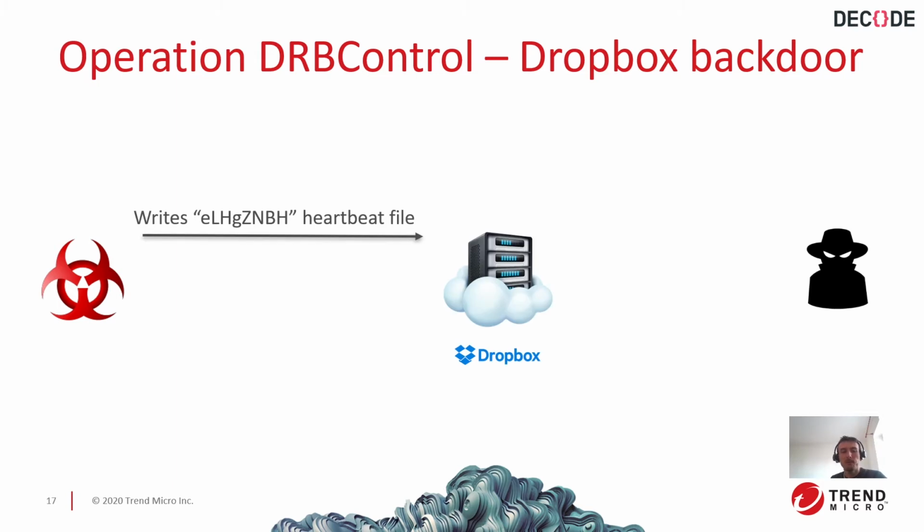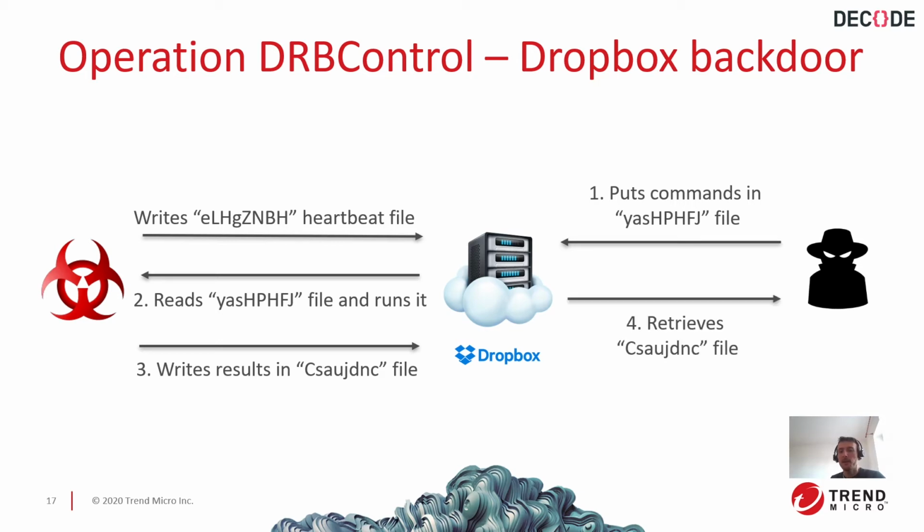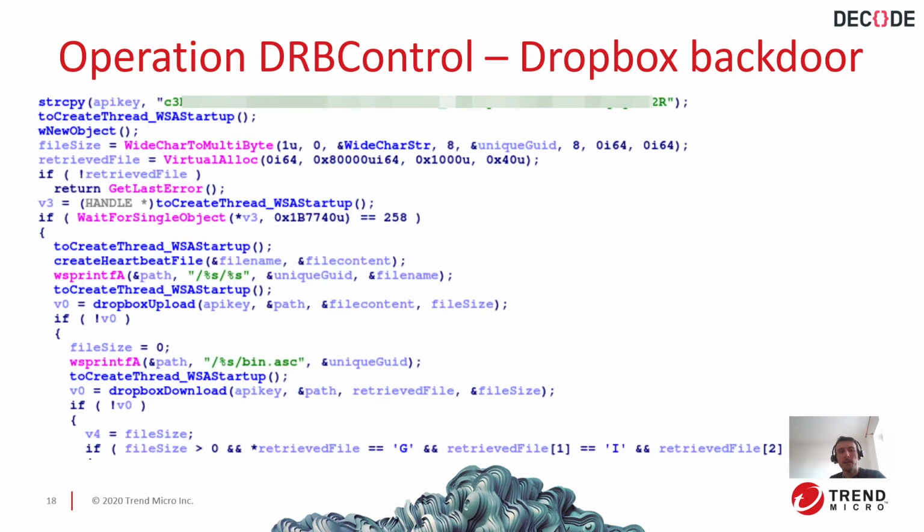This backdoor usually writes a heartbeat file with a seemingly random name. Then if the threat actor wants to execute some commands, they put them in the file with this name. Then it gets read by the malware and executed. The result is written to another file, and this other file is then loaded by the malware operator, and they can see the result of the executed command.